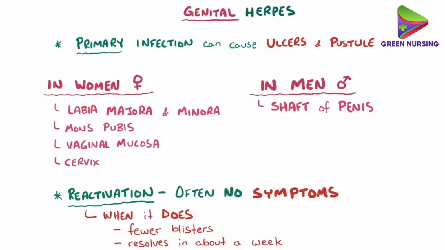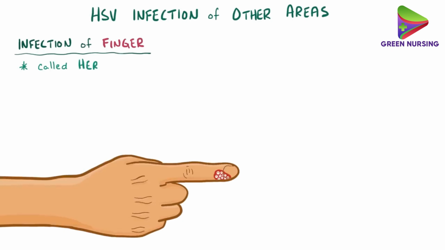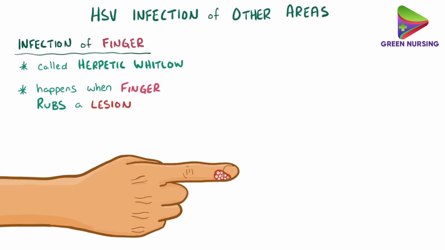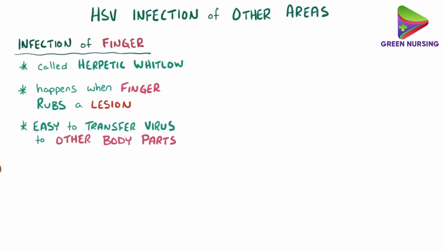In addition to oral and genital infections, HSV can also affect other areas. When it affects the fingertip or nail bed, it's called herpetic whitlow, and this might happen if the finger rubs up against an active lesion around the mouth or genital area. Once it affects the fingertip, it's also easy for it to get carried over to other areas of the body to spread the infection, a process called auto-inoculation.